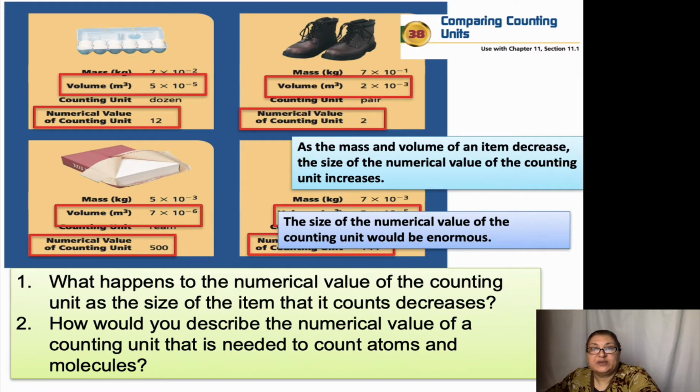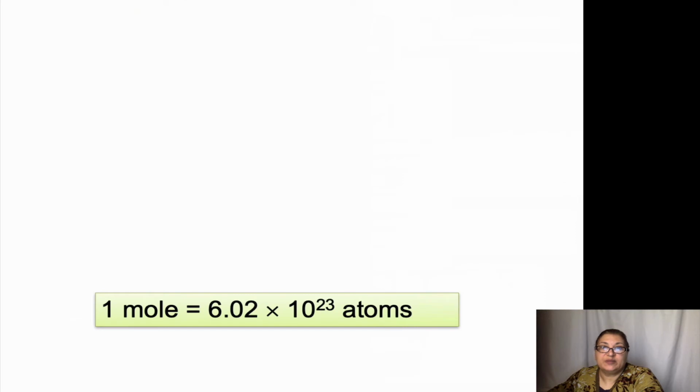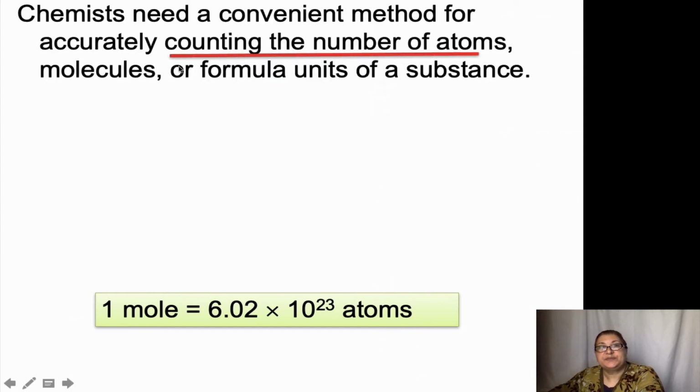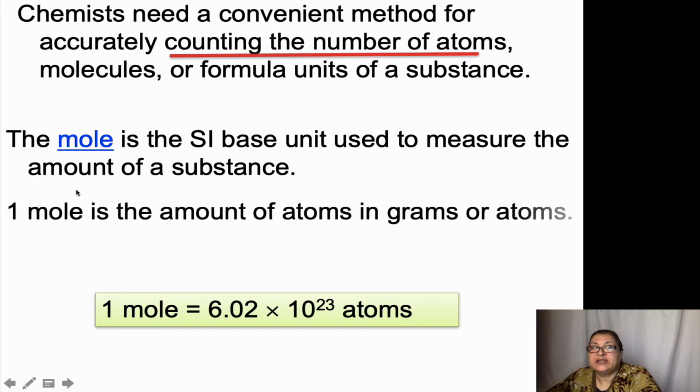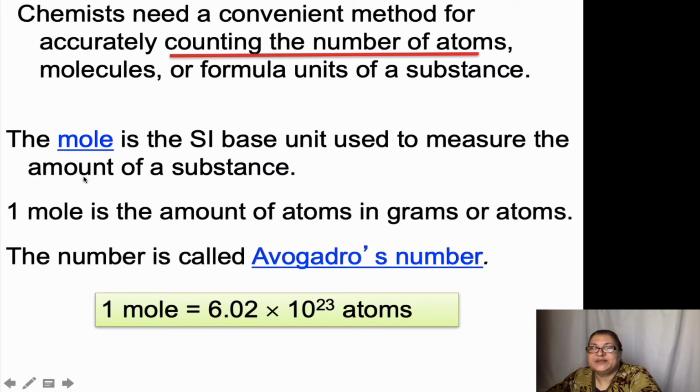So that's why we're going to be dealing with Avogadro's number, to have a more accurate system to count very small things. So to count a number of atoms, we're going to use something called moles, which measures the amount of a substance. So the mole is a base unit that measures the amount of a substance. And we call that Avogadro's number. So 1 mole has 6.02 times 10 to the 23rd atoms.